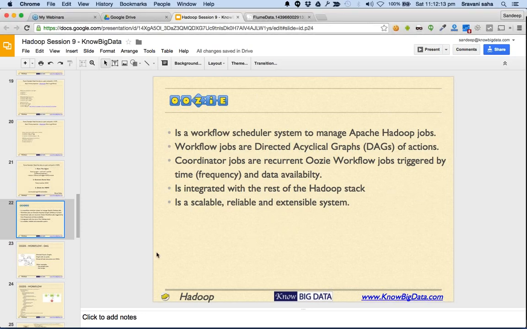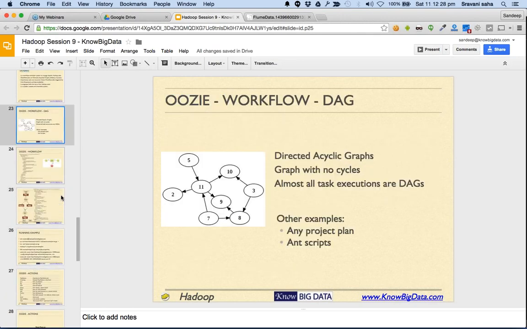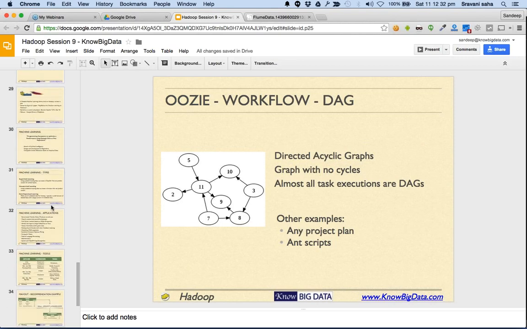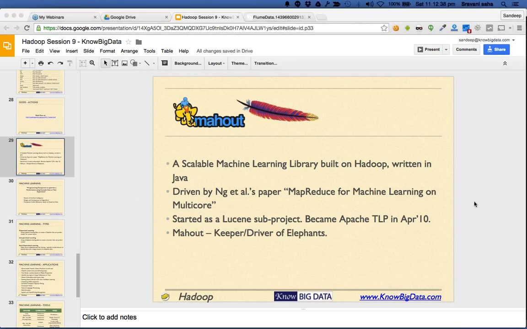All right. Now comes another thing called Oozie, and I think when we talk about Mahout, we should come back to Oozie after that. We'll come back to Oozie after we discuss other topics, because I think it's better to discuss Oozie after we have discussed Mahout. Okay, we will change this order later on.